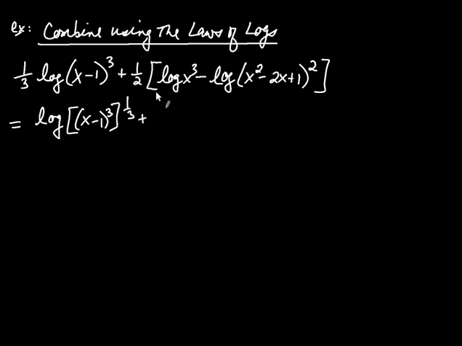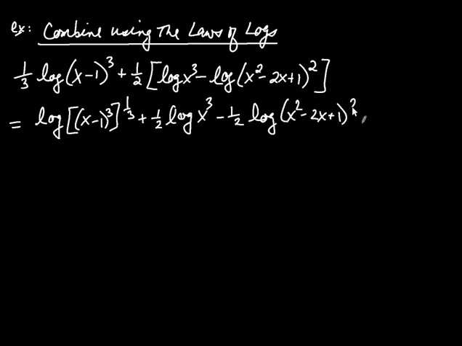For the next one, you might say, let's do the same thing with the 1/2 and bring it out in front. But you can't, because you can only take the number out in front when you have a single log. This is not a single log. This is a difference of two logs. So I have to take that 1/2 and first distribute it, and then I'll bring it up. So plus 1/2 log of x cubed minus 1/2 log of (x squared minus 2x plus 1) squared.